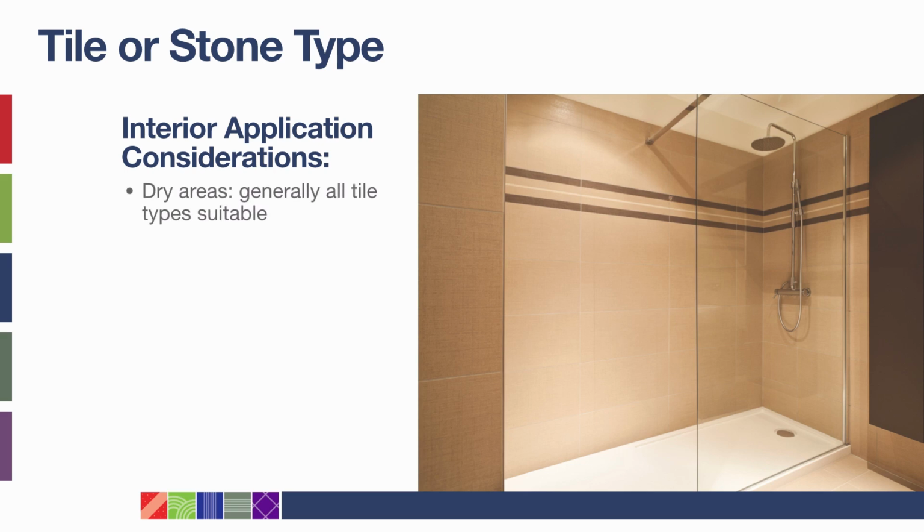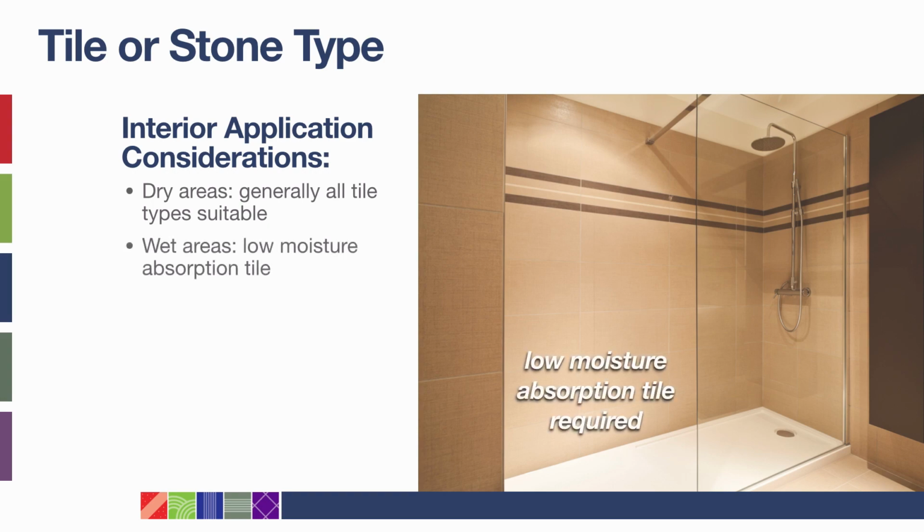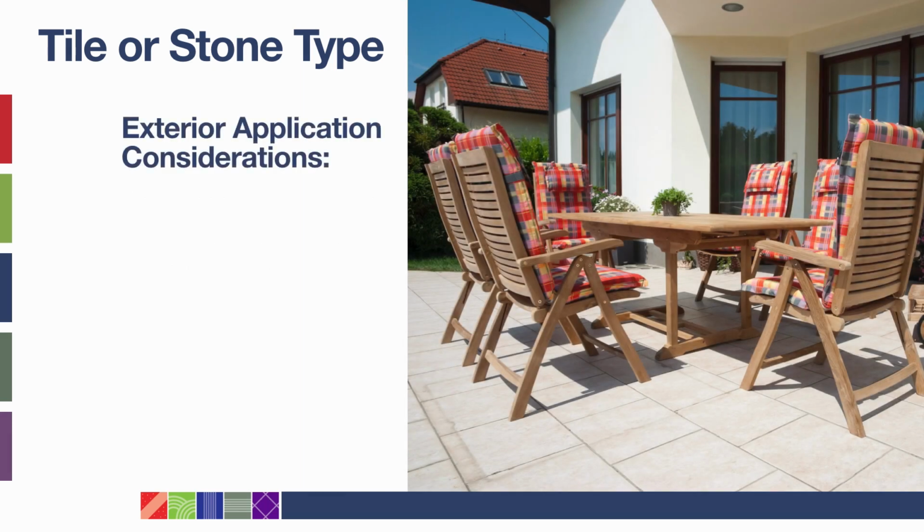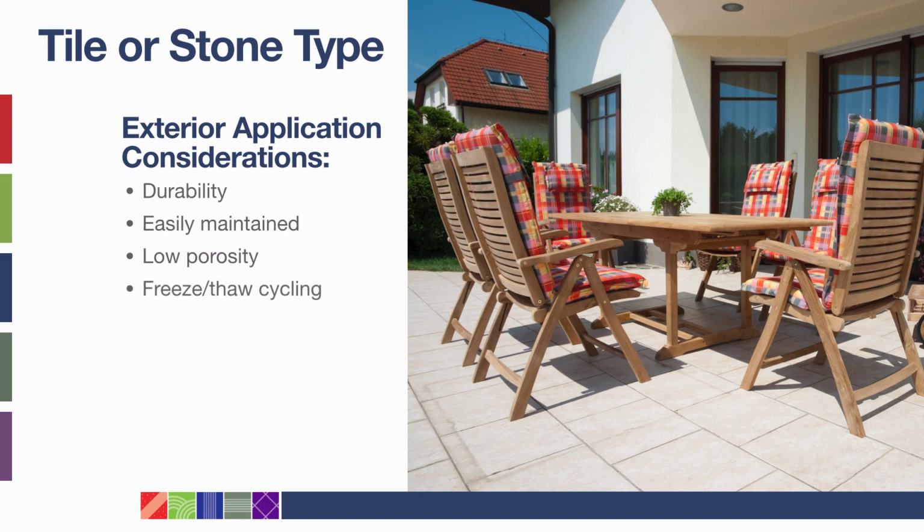Dry areas are the easiest to specify, as generally all types of tile are suitable for use where moisture is not an issue. In contrast, wet areas require a low moisture absorption tile. Exterior installations necessitate durable, easily maintained tile with low porosity. Exterior tile installations must be able to withstand extremes in weather, including continual freezing and thawing cycles in some areas of the country.